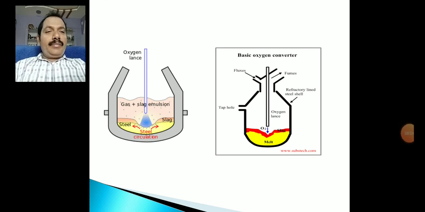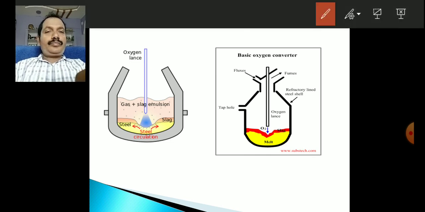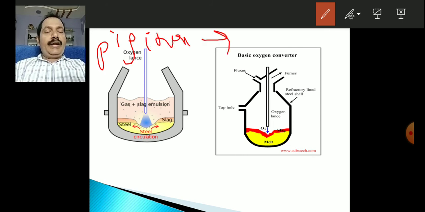So sometimes, before it is subjected to the converter, the pre-treatment of pig iron is done. So the pig iron is pre-treated before it is sent to the basic oxygen furnace or ladle furnace.